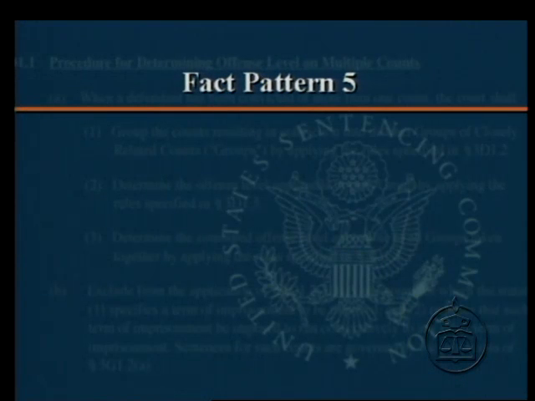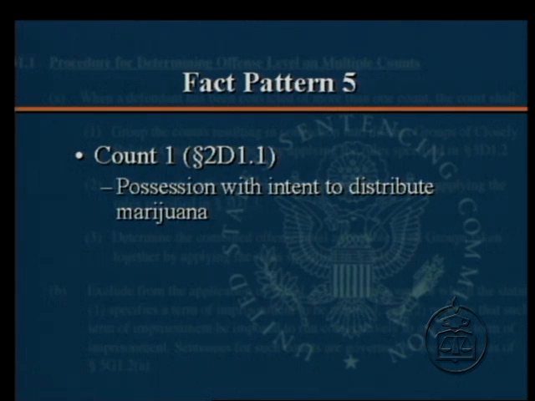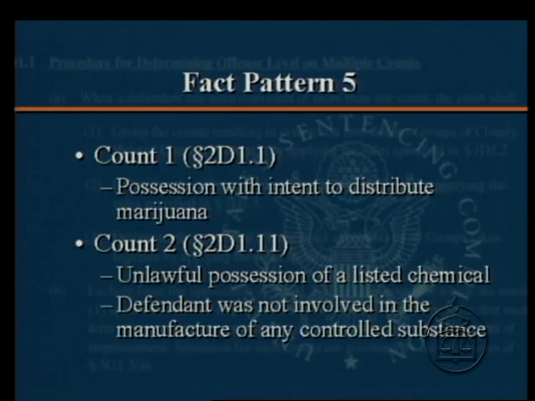Let's go ahead and look at fact pattern number 5, to illustrate a discussion of grouping pursuant to these last two rules. In this fact pattern, we have the first count of conviction, which is a violation of 21 U.S.C. 841(b)(1)(B). It's a possession with intent to distribute marijuana. The corresponding guideline for this count of conviction is going to be 2D1.1. Our second count of conviction is a violation of 21 U.S.C. 841(d)(2). This is unlawful possession of a listed chemical, and the corresponding guideline for this count of conviction is going to be 2D1.11.